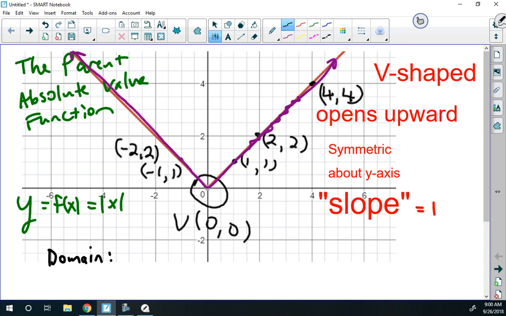If we look at this graph, we know those arrows mean it goes forever. It goes forever to negative infinity along the x-axis and to positive infinity along the x-axis. So the domain of this goes from negative to positive infinity.